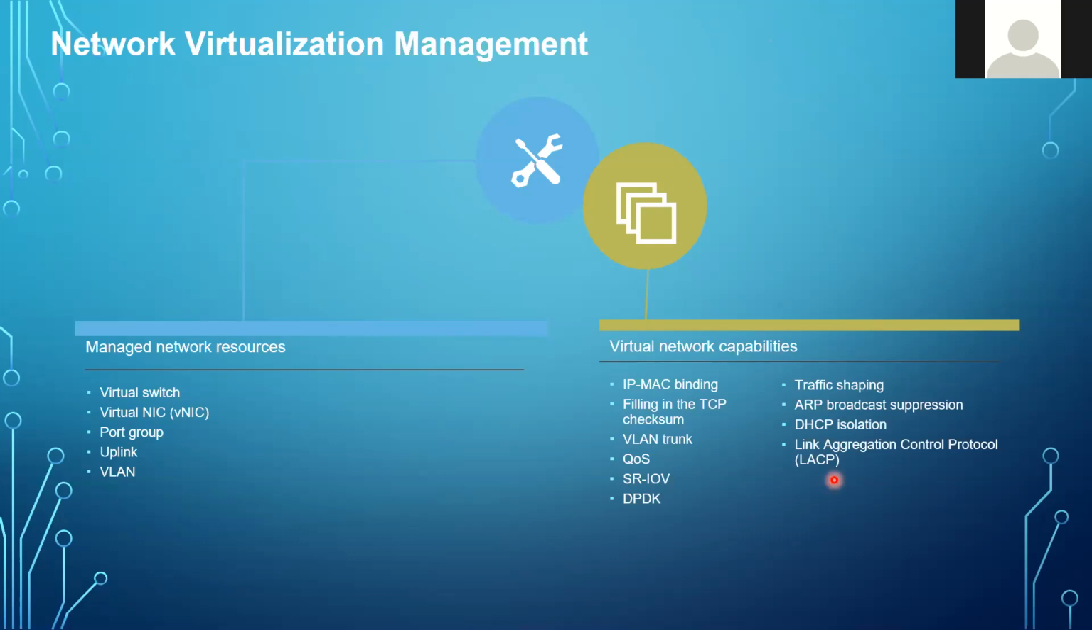In the virtual network capabilities, we have these options available. All these options are supported once you create a virtual switch, so we can do all this configuration. We can do traffic shaping, IP-MAC binding, and TCP isolation. All these features are available, so you can see them in the documentation. When you create a virtual switch, there's a help button. You can click on that help button, and it will show you what the feature does and what the requirements are.